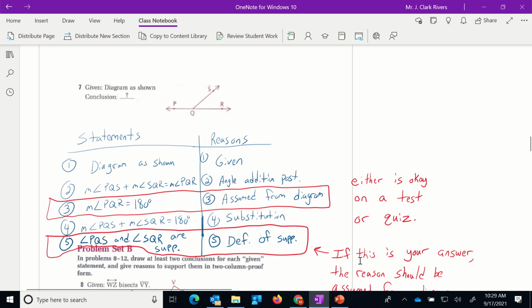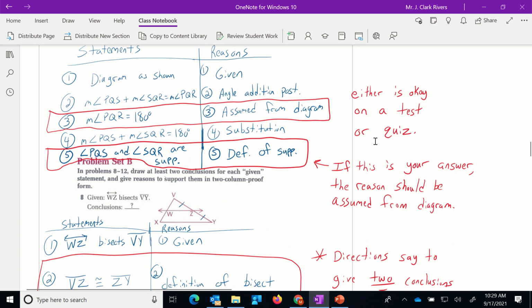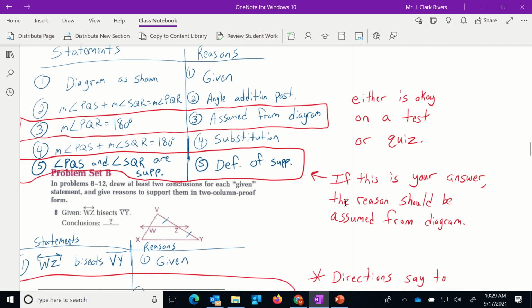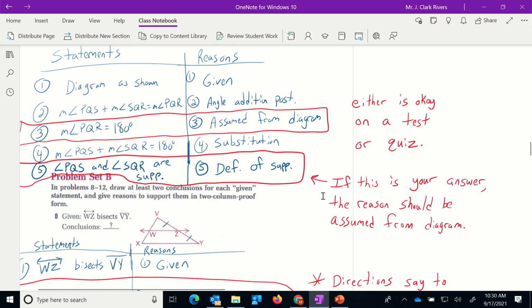All right. Now, I made a little note down here. I said if this is your answer, the reason it should be assumed from the diagram, I don't love it if this is your answer. Eventually, we'll get to where we can jump straight down to this. So that's like a glimpse into the future. Eventually, we'll be able to jump straight down to number 5 here. We'll say PQS and SQR are supplementary. Assume from the diagram, or you might say form a straight angle, something like that. But for now, let's try not to jump down here yet. Let's include these steps that come before it.